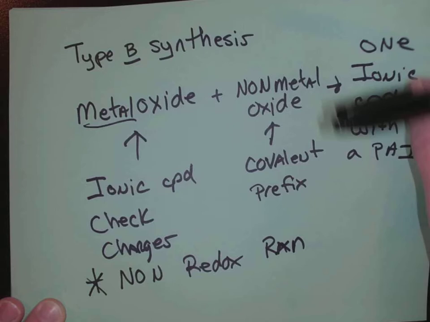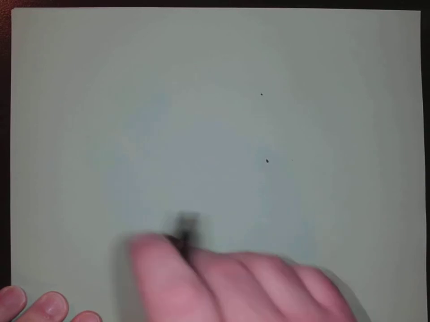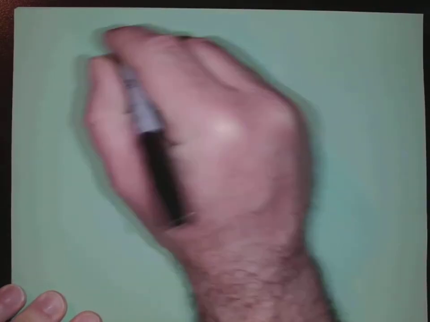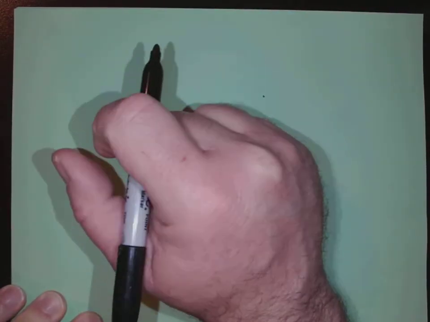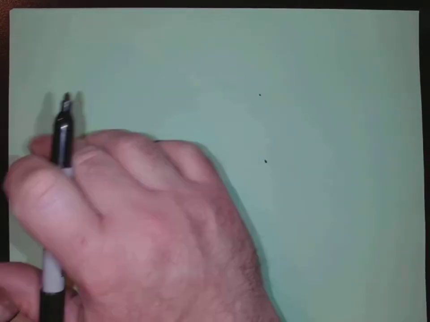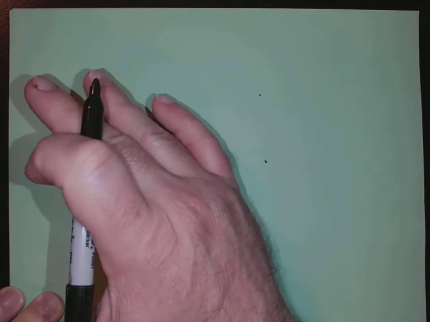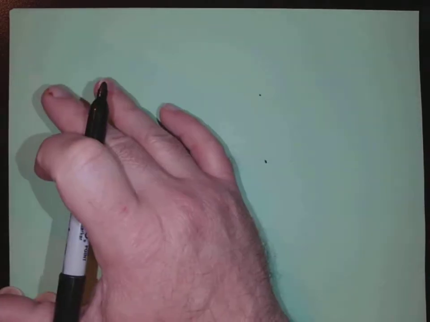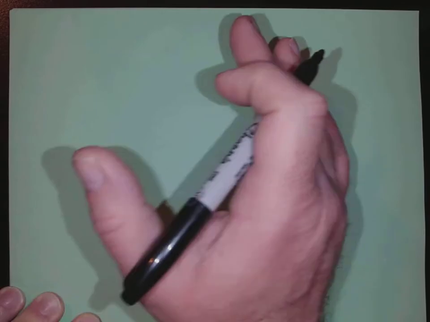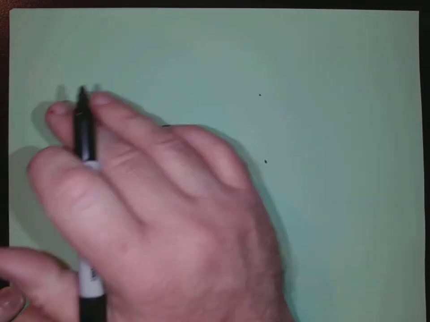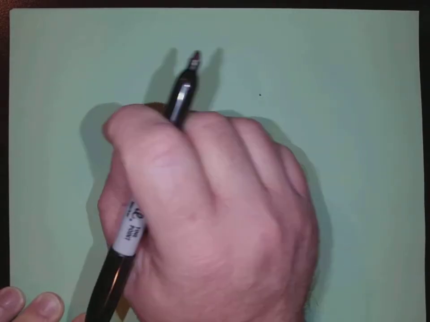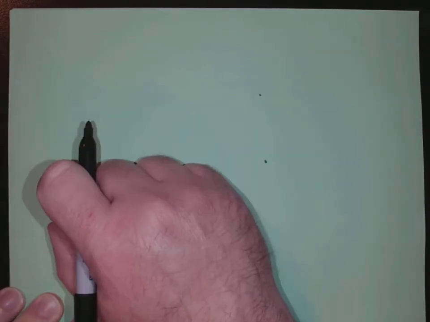So let's try going through some problems here. So a typical metal oxide, non-metal oxide reaction. I would give you the metal oxide first, then the non-metal oxide. I'm going to give it to you in that order. I'm not going to deviate from that. I could give you the non-metal oxide first, then the metal oxide. I'm not going to do that. So it'll always be the metal oxide, then the non-metal oxide. All right.